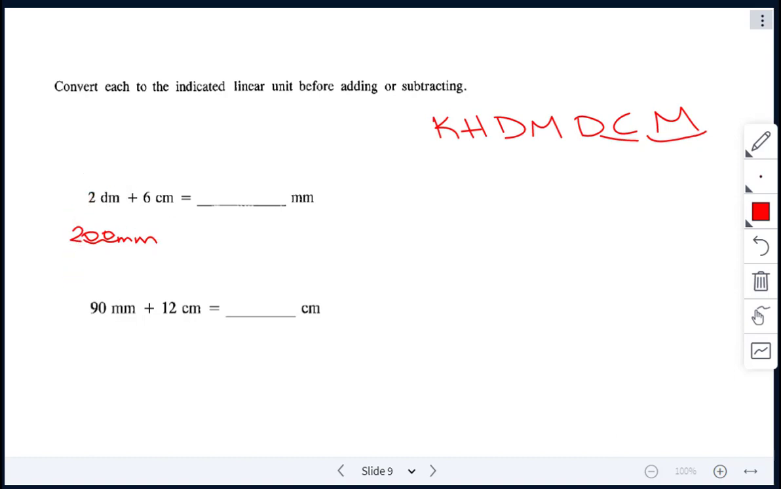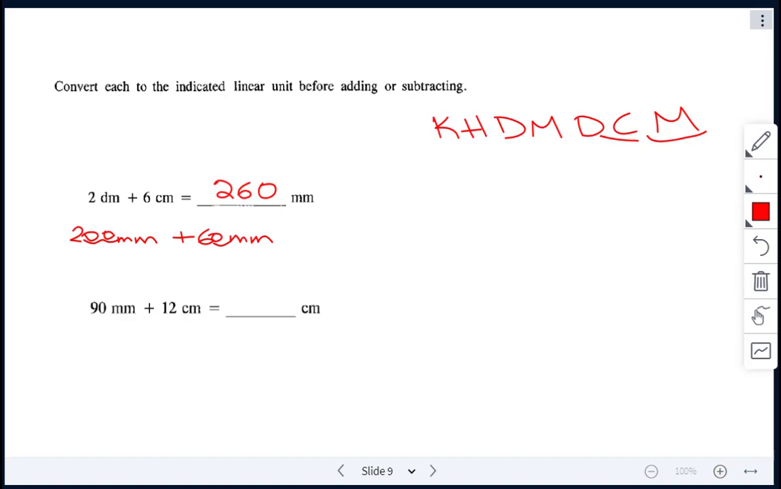Next, we have to change the 6 centimeters to millimeters. So centimeters to millimeters, we're moving 1 place to the right. So we have 6. We move 1 place to the right. That becomes 60 millimeters. Now we can go ahead and add 200 plus 60. Both are in millimeters. Our answer is therefore 260 millimeters.